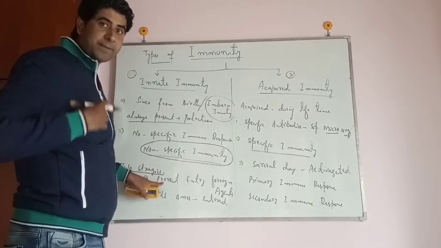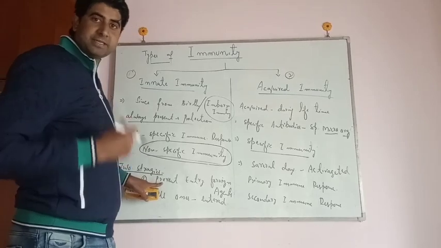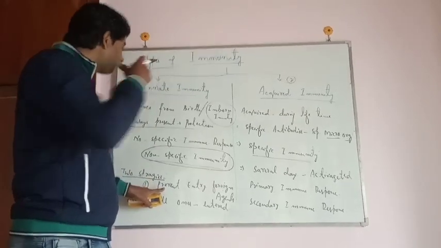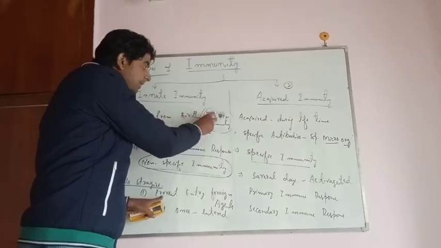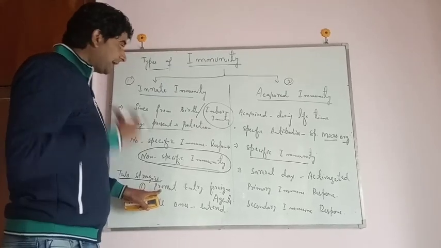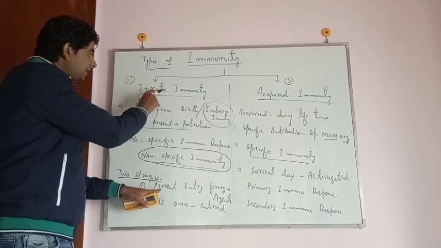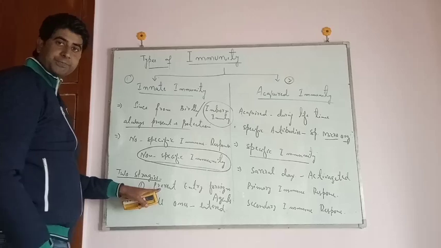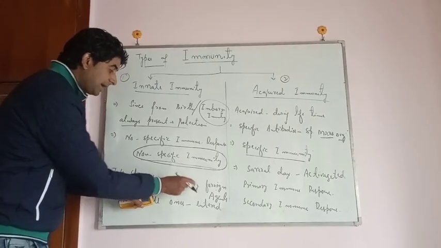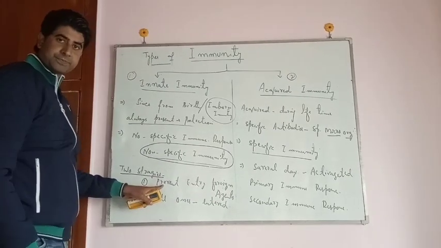For example, here there is a physical barrier. For example, the skin. Skin is available since birth. That means this skin comes under our innate immunity. It prevents the entry of the foreign agents.